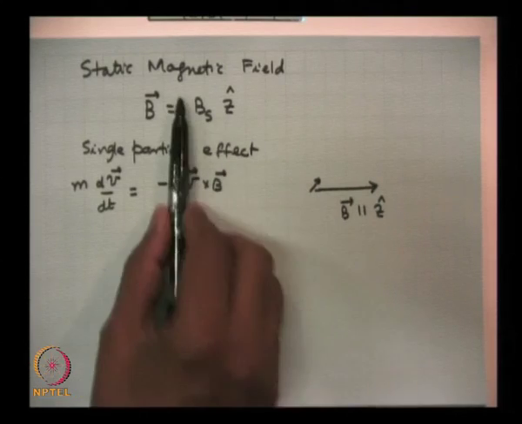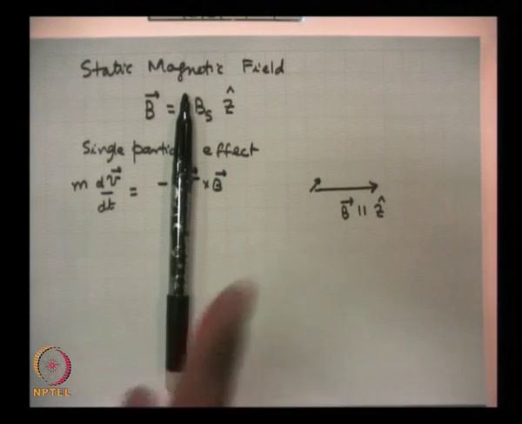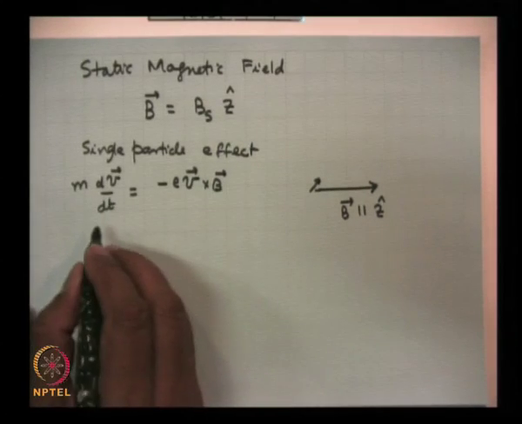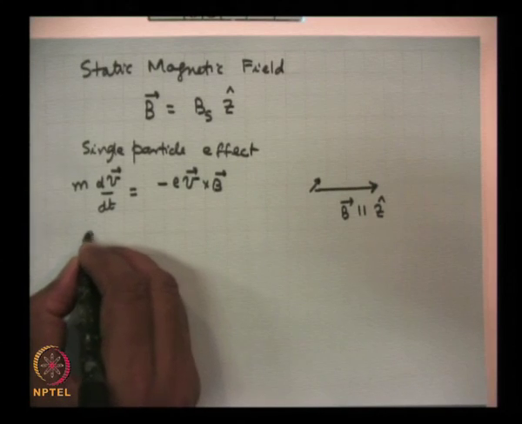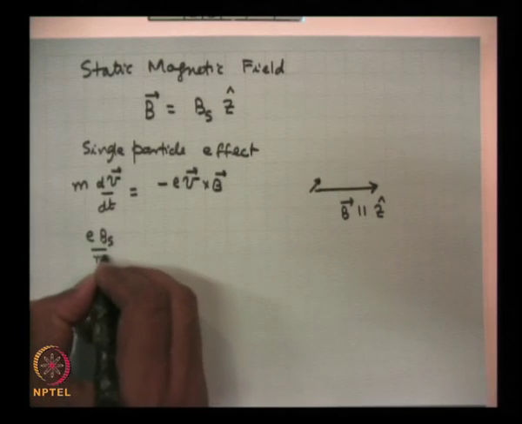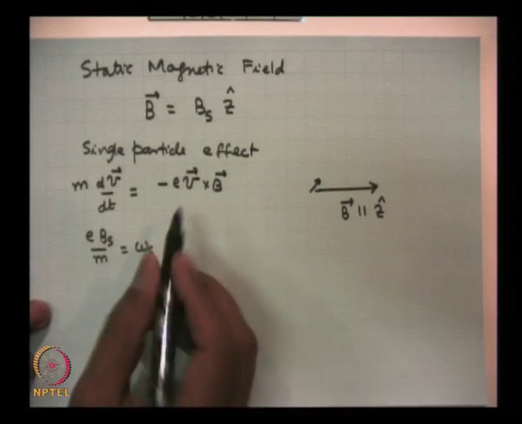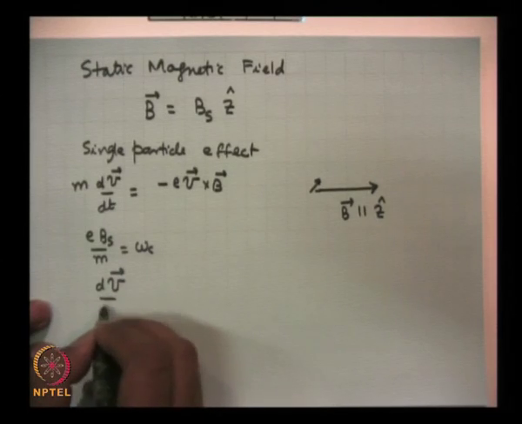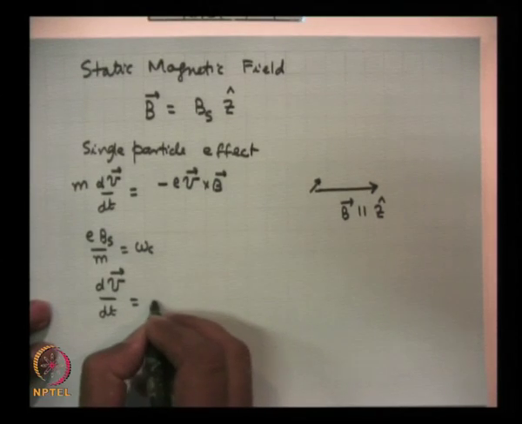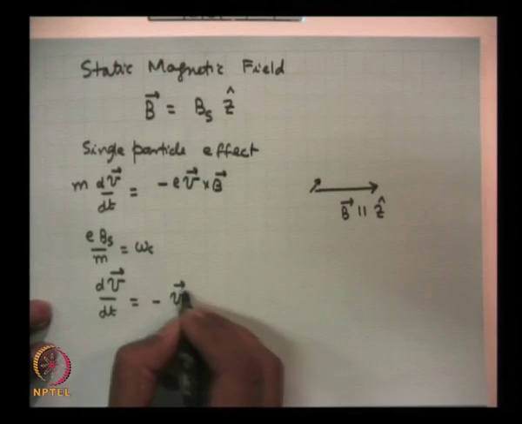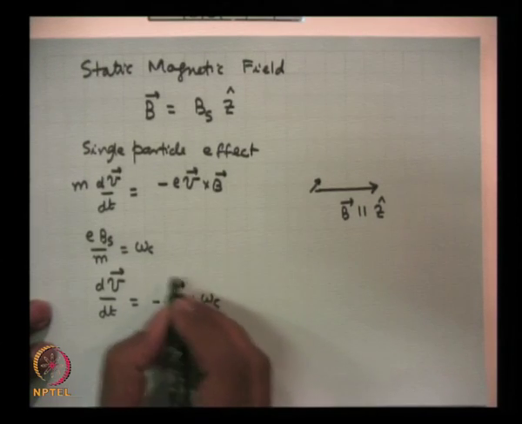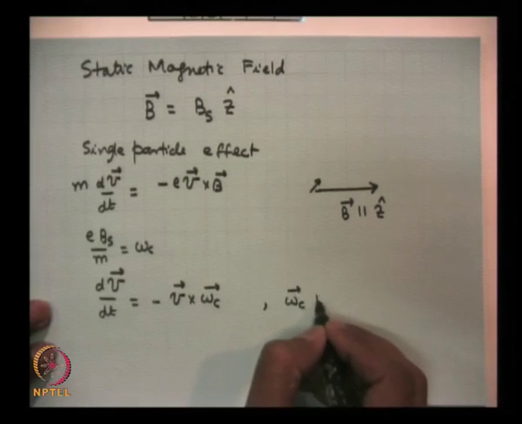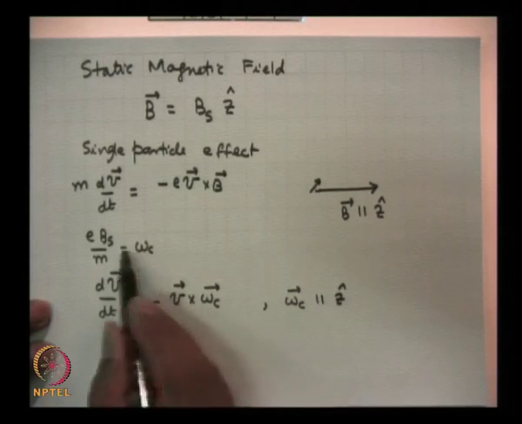So, perpendicular to the plane of the board, the electron gyrates about the line of force, and that motion can be easily understood from this equation. If I divide this equation by m and I define a quantity e B static upon m is equal to omega c, for instance, this equation becomes dV by dt is equal to minus V cross omega c. Well, omega c is a vector parallel to z axis, because the static magnetic field is in the z direction.